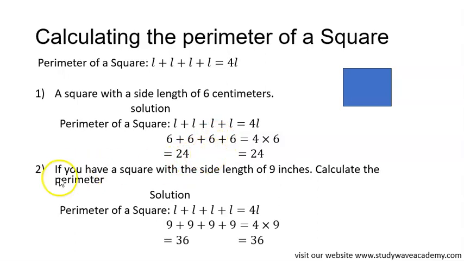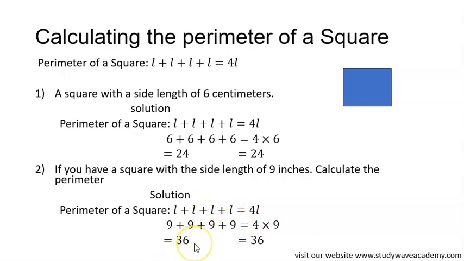Okay? Let's look at another example. If you have a square with a side length of 9 inches, calculate the perimeter. We're looking for the perimeter of a square whose length is 9 inches. To calculate the perimeter, we use the formula, okay? L plus L plus L plus L, which is length plus length plus length plus length. So the length here is 9. So 9 plus 9 plus 9 plus 9. When you add 9 plus 9 and add another 9 and add another 9, what is going to be your answer?